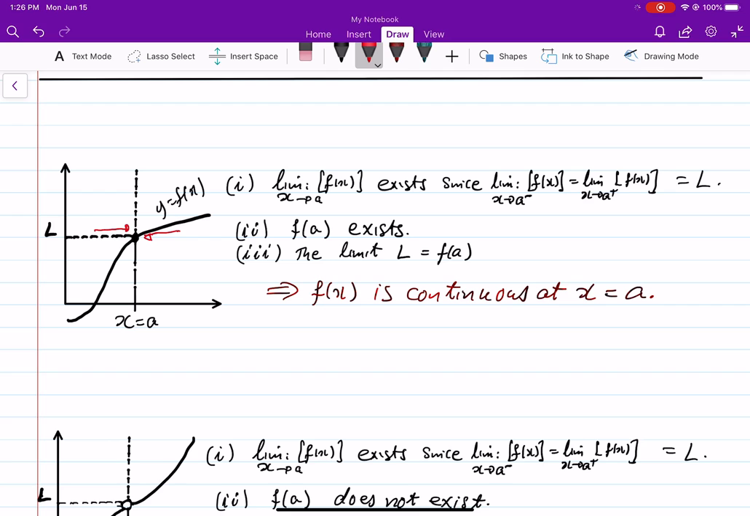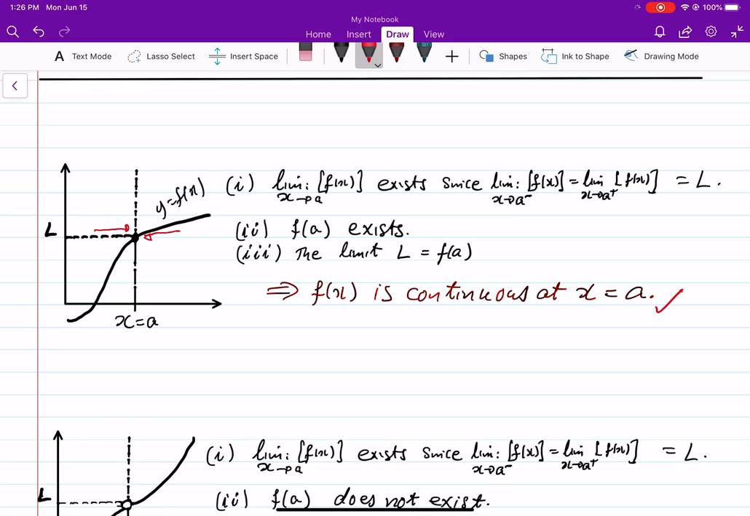The limit exists. F of a also exists. Right? The function is defined at x equal a, so f of a exists. F of a happens to be the same as L, which is the limit. And the third part says exactly that. The limit L is equal to f of a. Once those three conditions are met, I can conclude that f of x is continuous at x equal a.